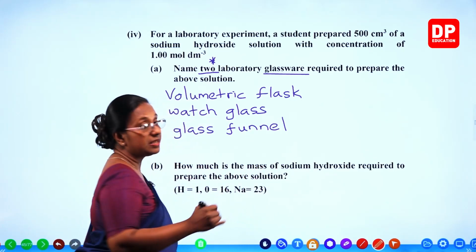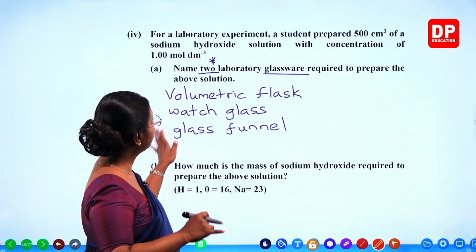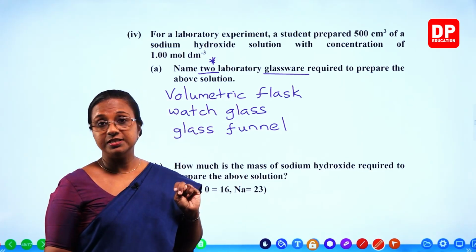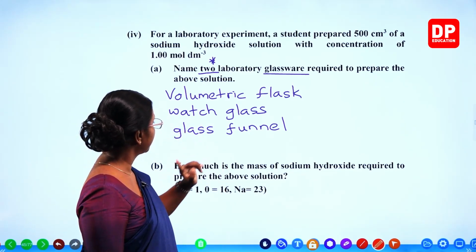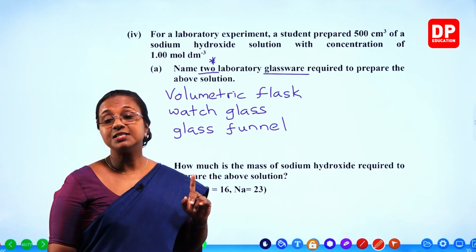Here, although I mentioned the wash bottle, it is a plastic bottle. So we don't write that under glassware. You can write any 2 of these 3: volumetric flask, watch glass and glass funnel. And mention it as glass funnel.